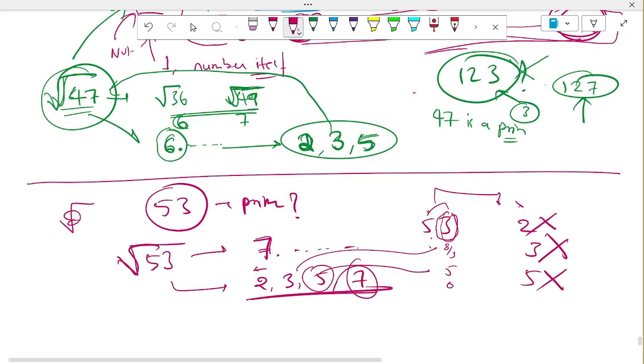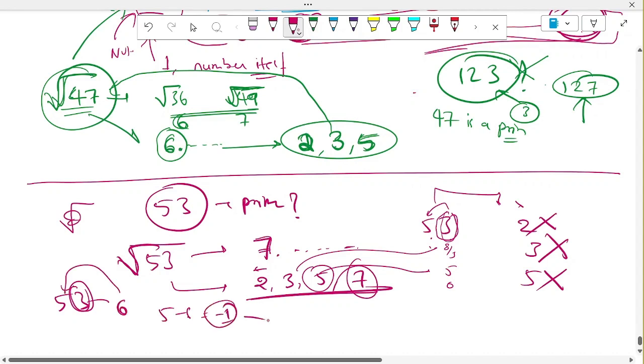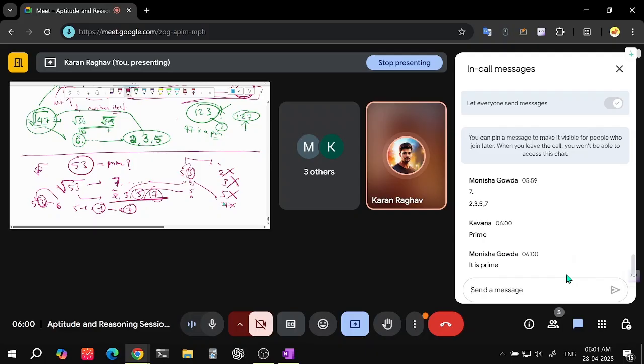By 7, what is the rule of divisibility for 7? You will multiply this 3 by 2, so you got 6. Subtract this 6 from this 5. 5 minus 6, you got minus 1, and this minus 1 is not divisible by 7, therefore 53 is not divisible by 7. So can I say 53 is a prime number? Yes, 53 is a prime number. You got it? This way you can check whether a number is prime or not.